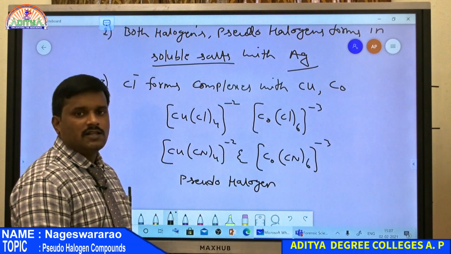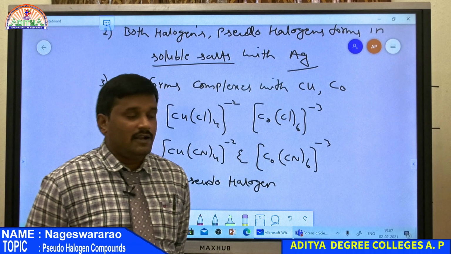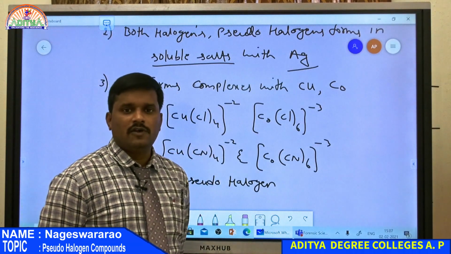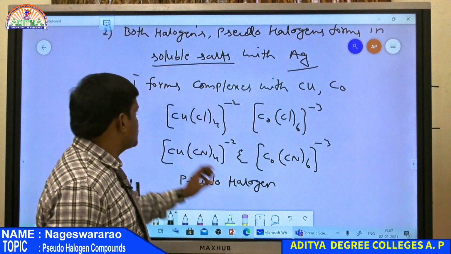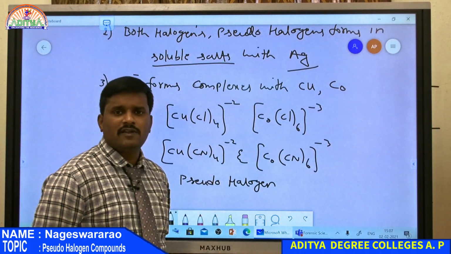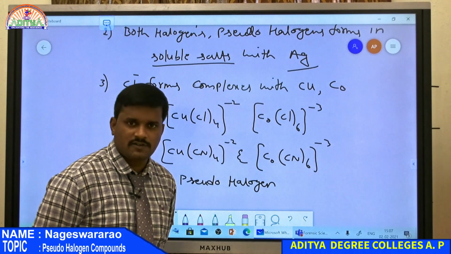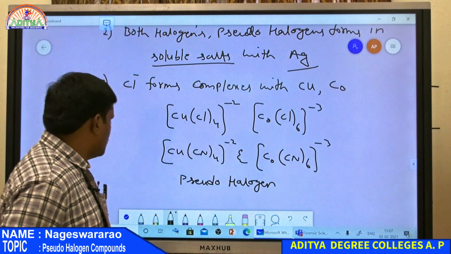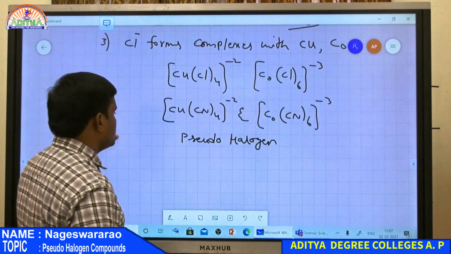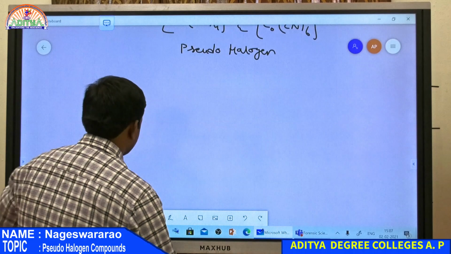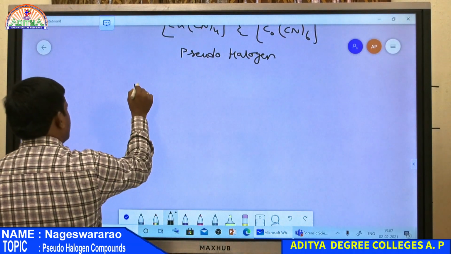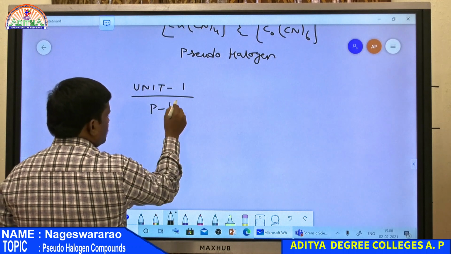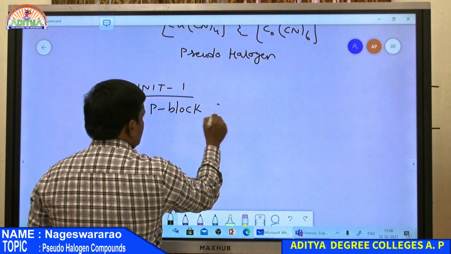Similarly, there are physical properties of cyanide, isocyanide, SCN minus and OCN minus. OCN is nothing but cyanate. So all have similar properties to the halogens. That is why all these are nothing but pseudo halogens. So this is all about your first unit syllabus, that is P block elements. So we completed P block elements.